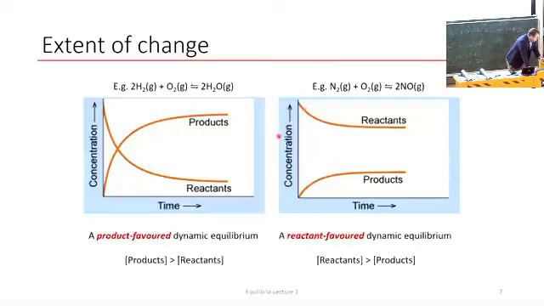So this is what we would call a product-favoured equilibrium, where the concentration of products is greater than the concentration of reactants. A reactant-favoured equilibrium is where the concentration of reactants is greater than the concentration of products. So we can use the idea of these ratios of concentrations to give a sense of where this reaction lies.